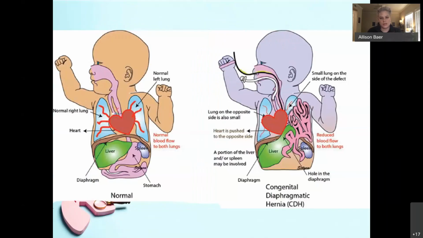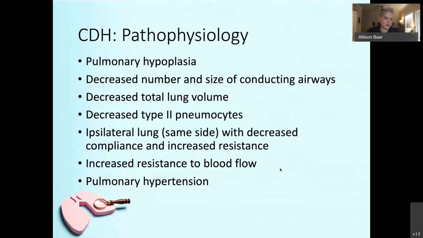So this is just kind of another picture of it, but it just shows how that affected side is going to have a very small lung, very hypoplastic. The other lung is also small. The heart's pushed over. Everything's higher pressure, and you've got things up in places they shouldn't be.